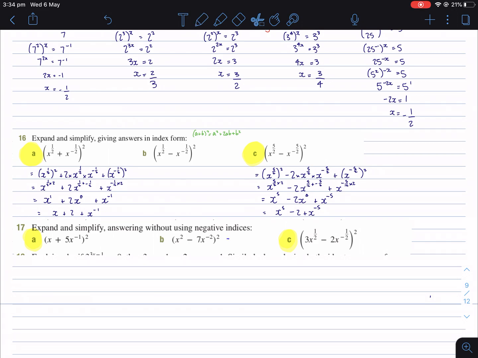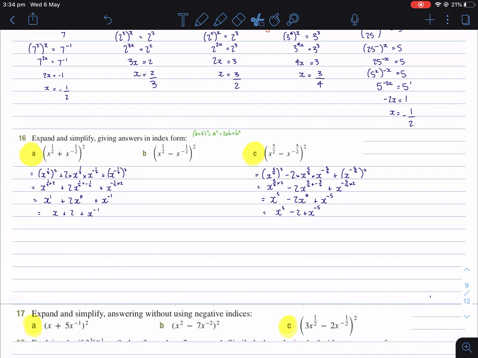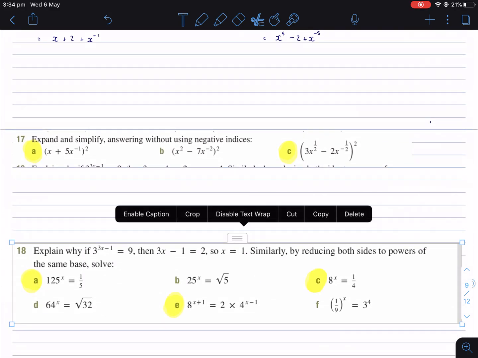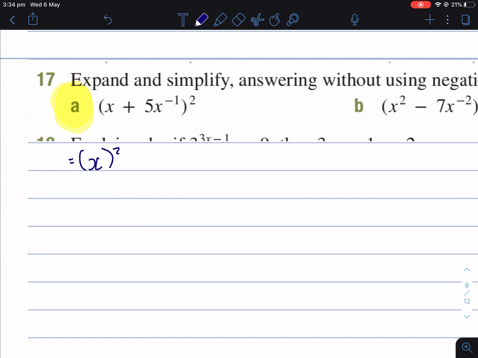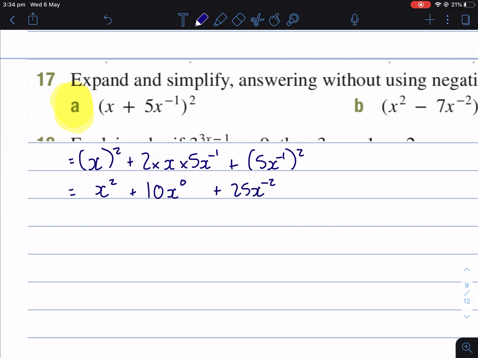This one we're going to do the same thing. Oh, we're going to need so much more space. So here we've got x squared plus 2 times x times 5x to the minus 1 plus 5x to the minus 1 squared. Gives me x squared plus 2 times 5 is 10, x to the 0, because it's 1 plus negative 1, plus 25x to the minus 2. Do I need to write x to the 0? No.